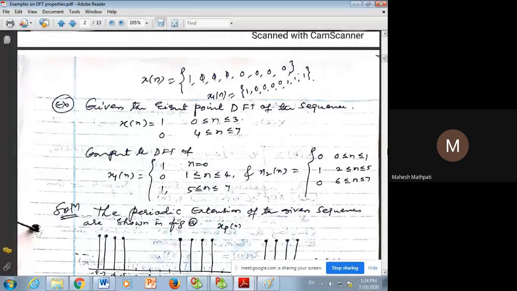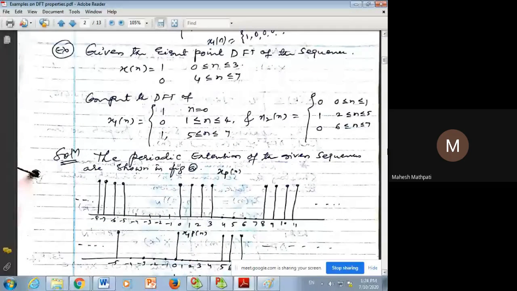Given the 8-point DFT of the sequence, x of n equals 1 for 0 less than or equal to n less than or equal to 3, and is 0 from 4 to 7. Compute the DFT of x1 of n and x2 of n.